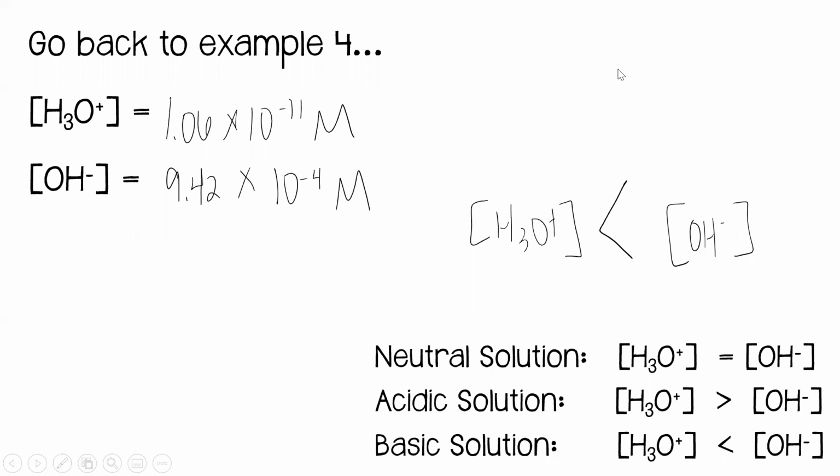All right, try this one by yourself. Go back to example 4. See what you get. See if it verifies. So going back to example 4, I have my hydronium versus my hydroxide ion concentrations. In this case, the hydronium ion is bigger. It's a less negative number, if you will. So we're going to say it's a basic solution. What was my substance? It was NaOH, sodium hydroxide, which is a base. So everything makes sense.